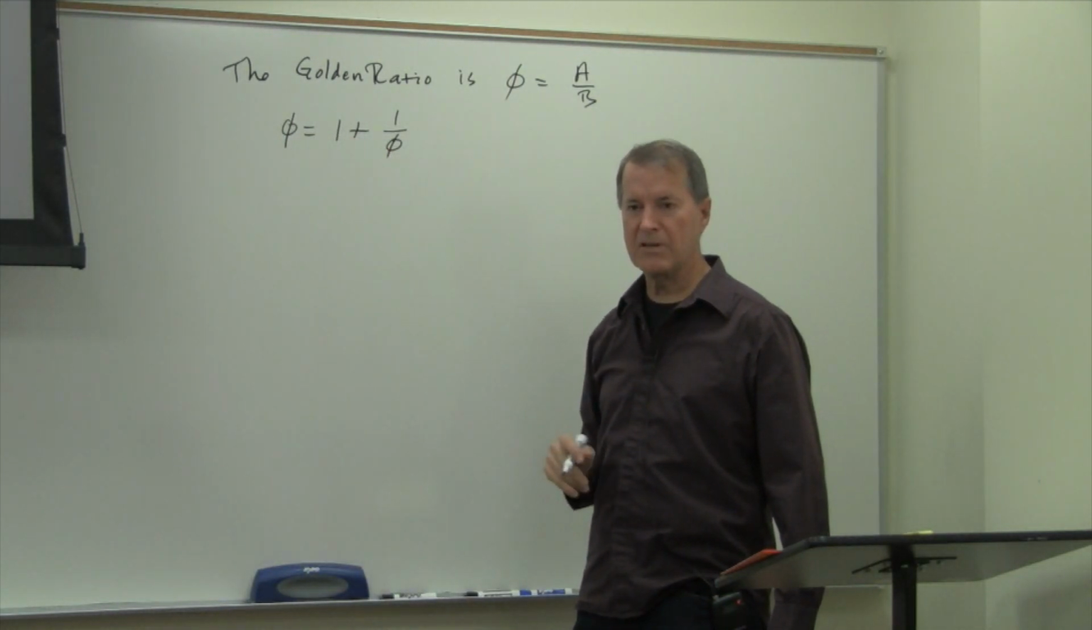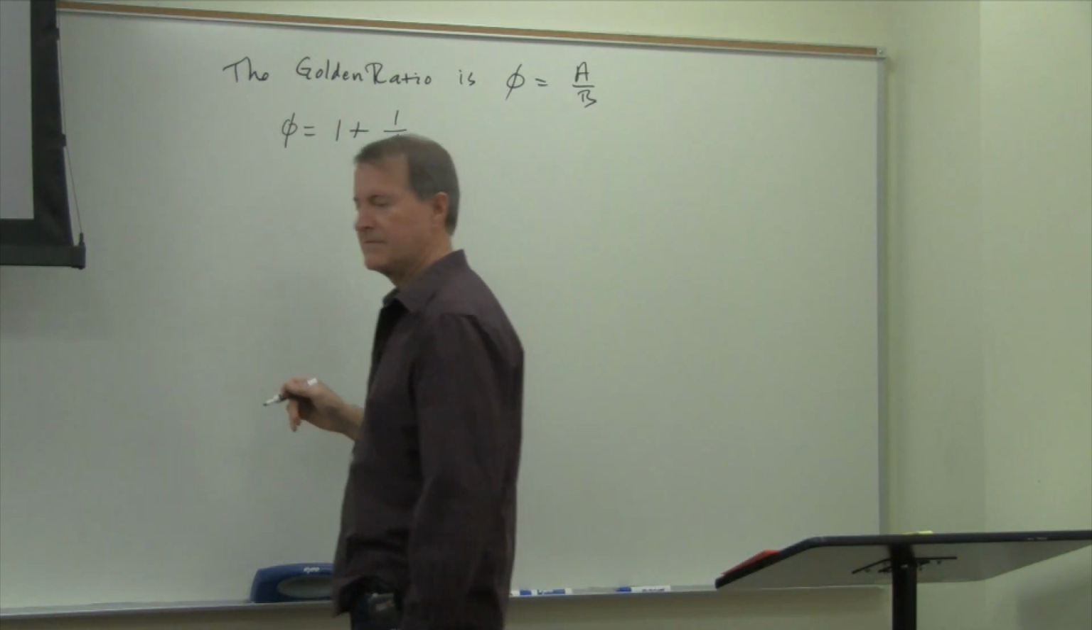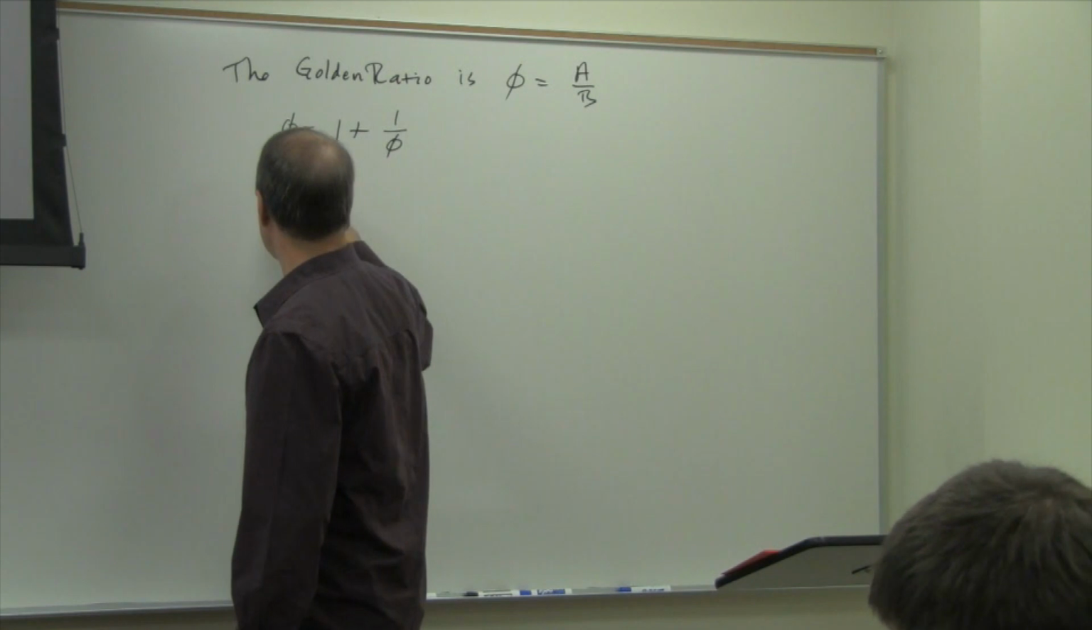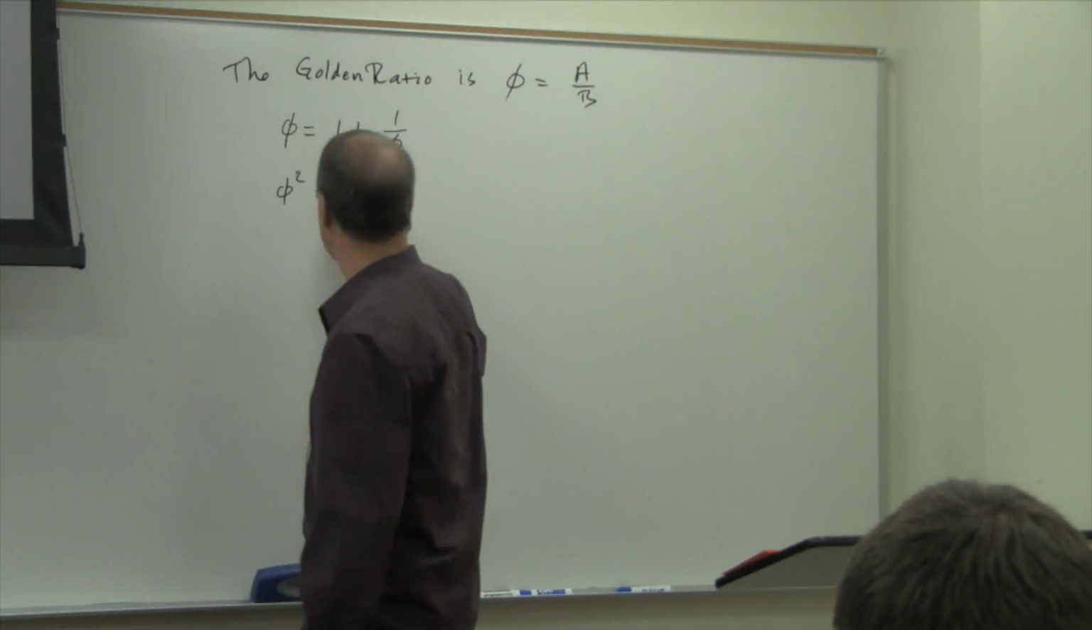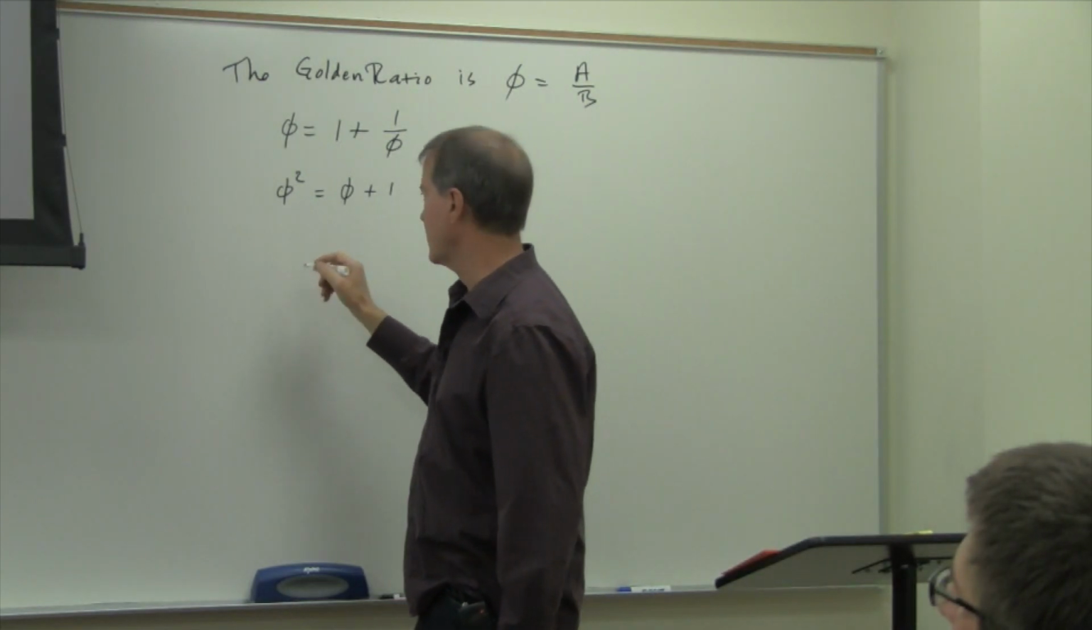Okay, now let's solve this for phi. Let's multiply both sides by phi. What do we get? We get phi squared equals what? Phi plus 1. So let's take this to the other side, and what do we get?